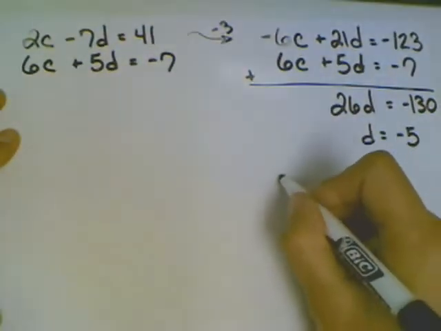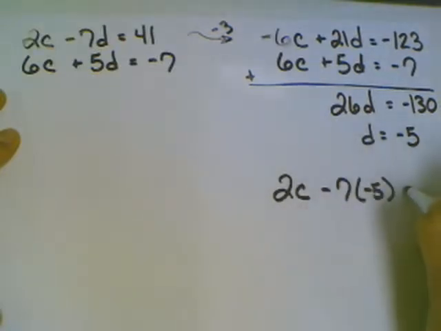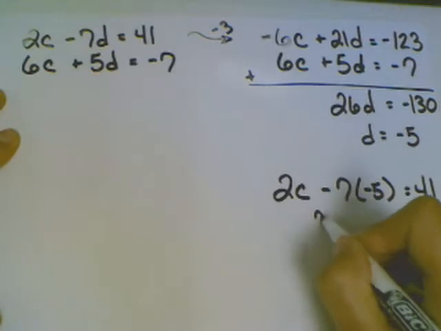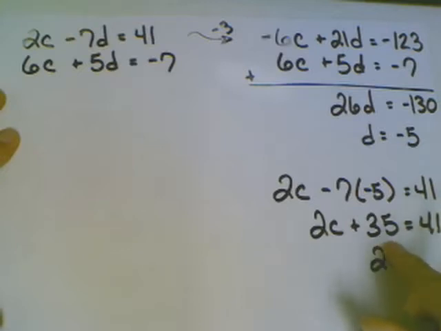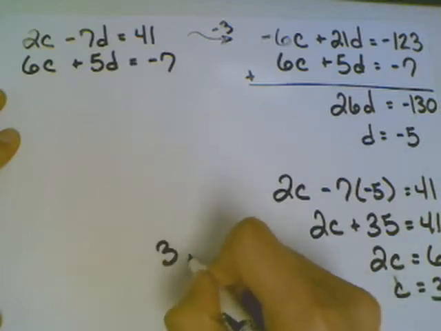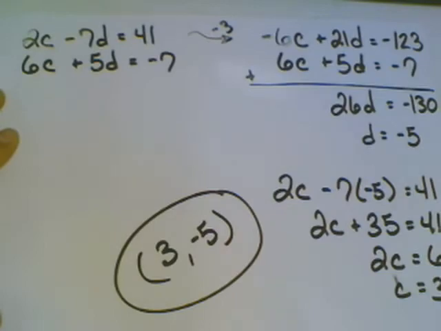Use one of my equations to plug d back into. So 2c minus 7 times negative 5 equals 41. 2c plus 35 equals 41. Subtract 35. C must be 3. So the ordered pair 3, negative 5 is the solution to the system.